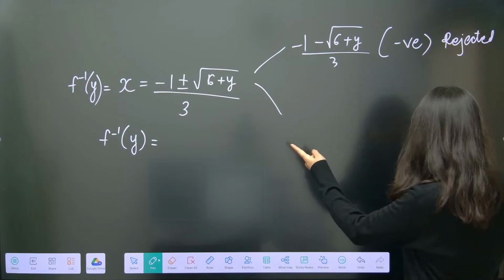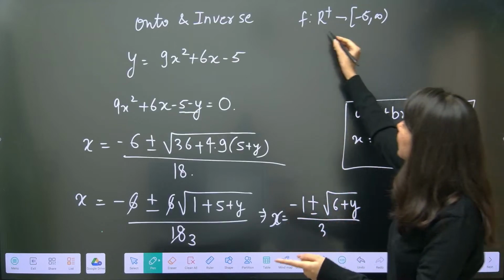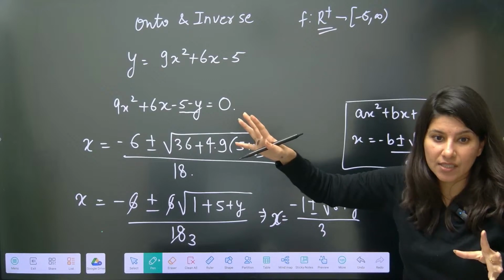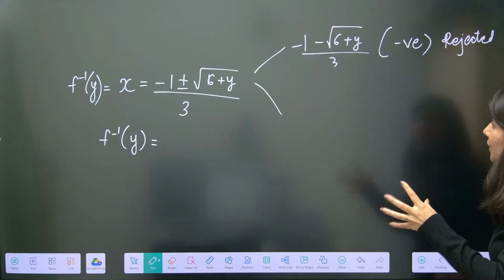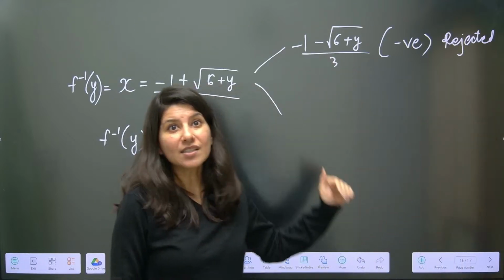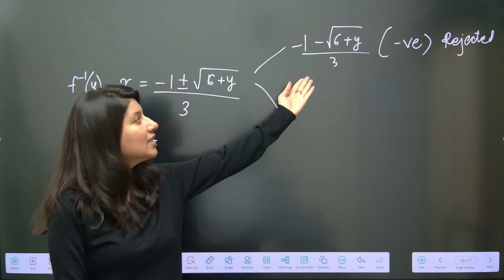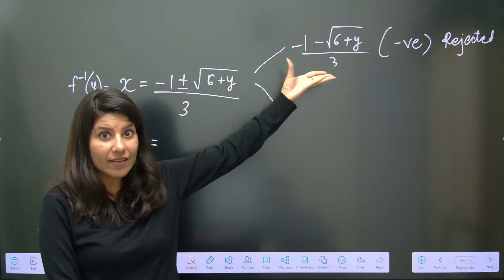If you go back to the question, you will realize that the domain is R plus. Your domain, your input, is a positive quantity. Can you see minus 1 minus root of 6 plus y? Obviously it is a negative quantity. We don't want this. X can never be negative.